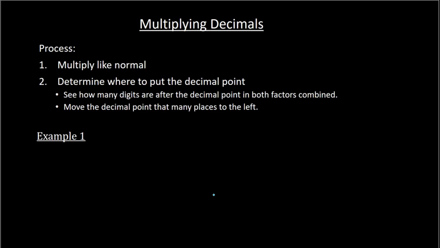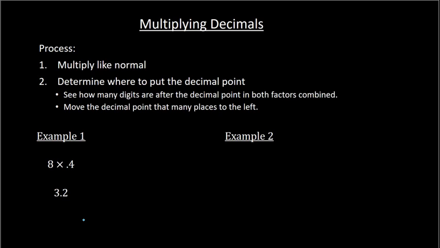So for example, if we had 8 times 0.4, if you multiply the numbers like normal, 8 times 4, that would give you 32, right? So we've taken care of step 1. And now from here, we want to determine where to put the decimal point. So we see that the second factor has only one number after the decimal point, which means the decimal point moves from here over one place to the left to give you 3.2. So 3.2 would be your solution.